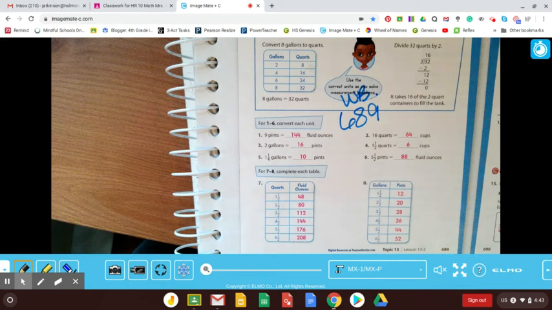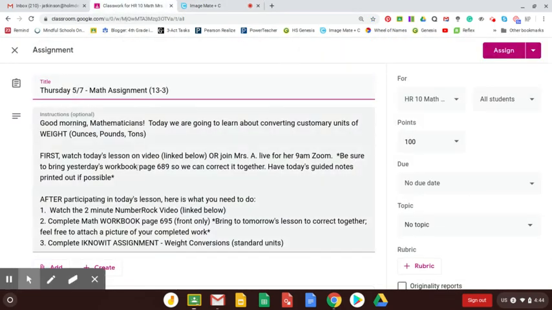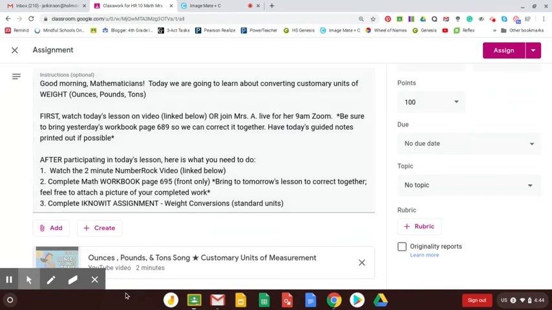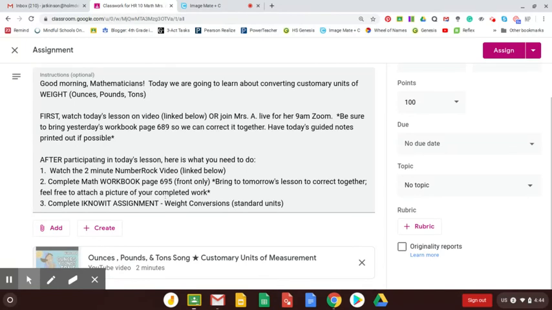All right, guys, today your assignment is going to involve watching a 2-minute number rock video. It is a fun one. And then you are going to complete the math workbook page 695, front only. And after that, you're going to go to I Know It and do one assignment. All right, tomorrow we're going to be taking a quiz. It's a short quiz, but just to check in to see how you guys are doing on customary measurement.